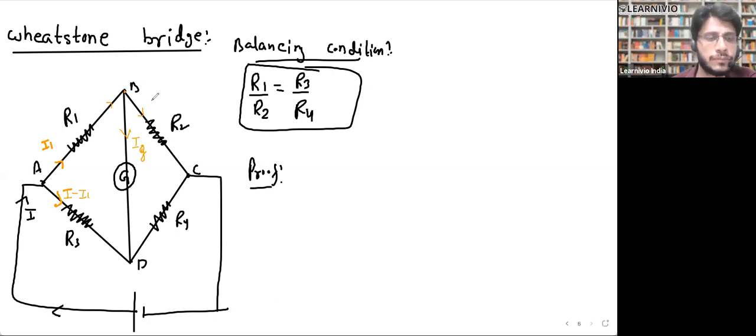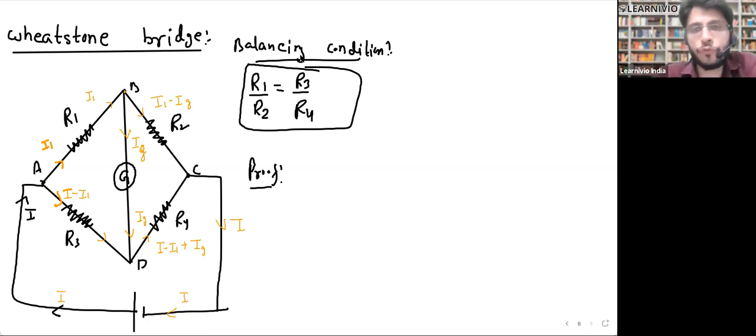Yes, Shahzada. I1 is coming here. Out of I1, some Ig is passing through the galvanometer. How much current is left now? I1 minus Ig, right? Yes, sir. So here some Ig is going. Some I minus I1 is coming from this resistor. They will combine and some current I minus I1 plus Ig will pass through R4. This is current I which goes out of the cell. The same current will enter the cell. Exactly same current will enter the cell.